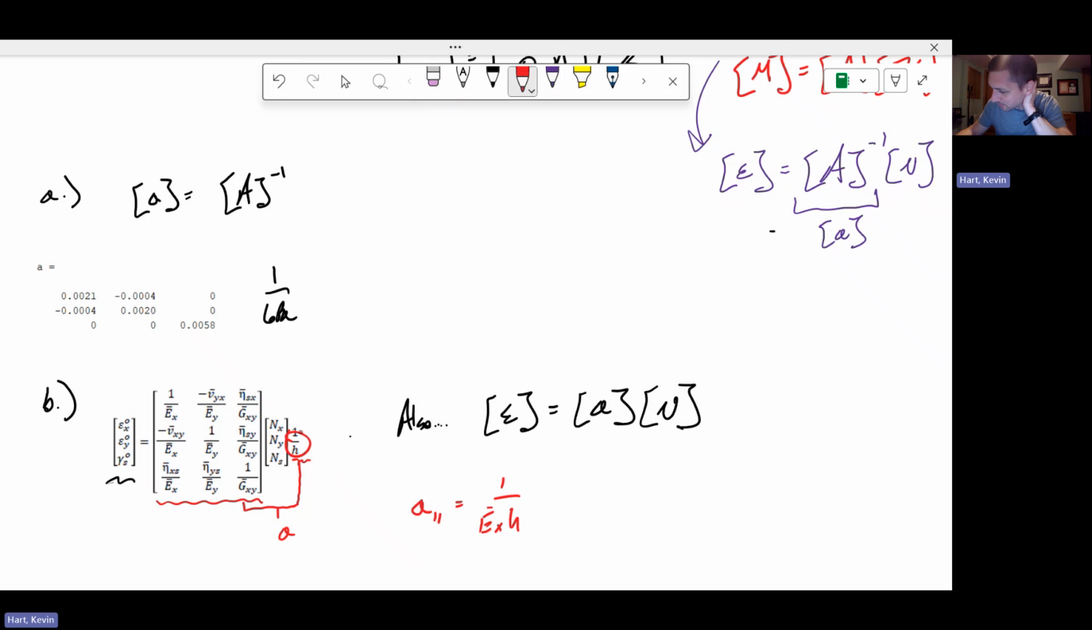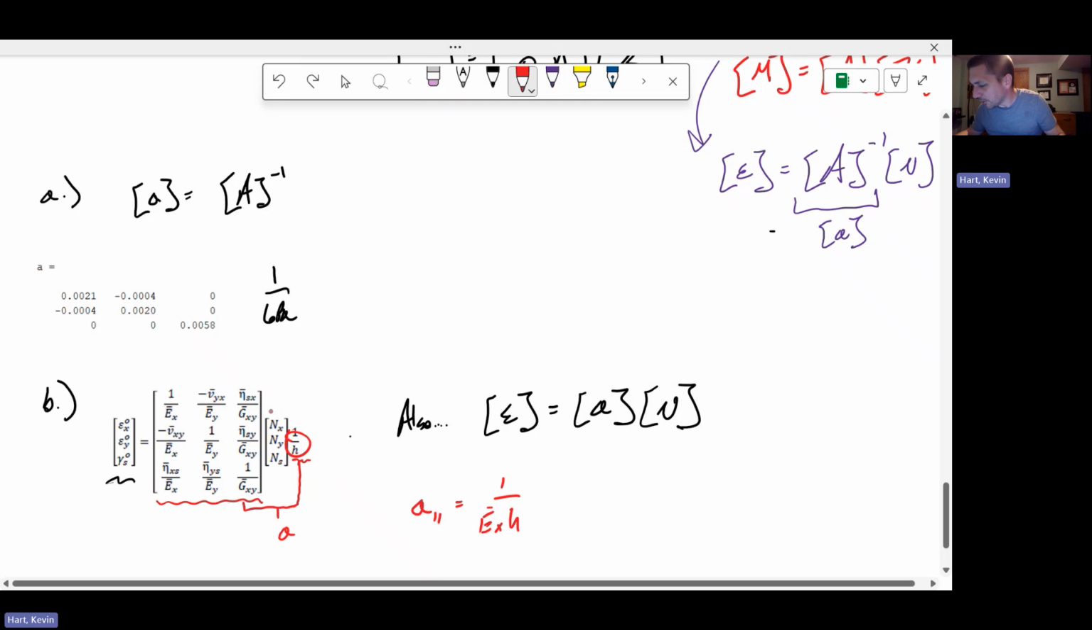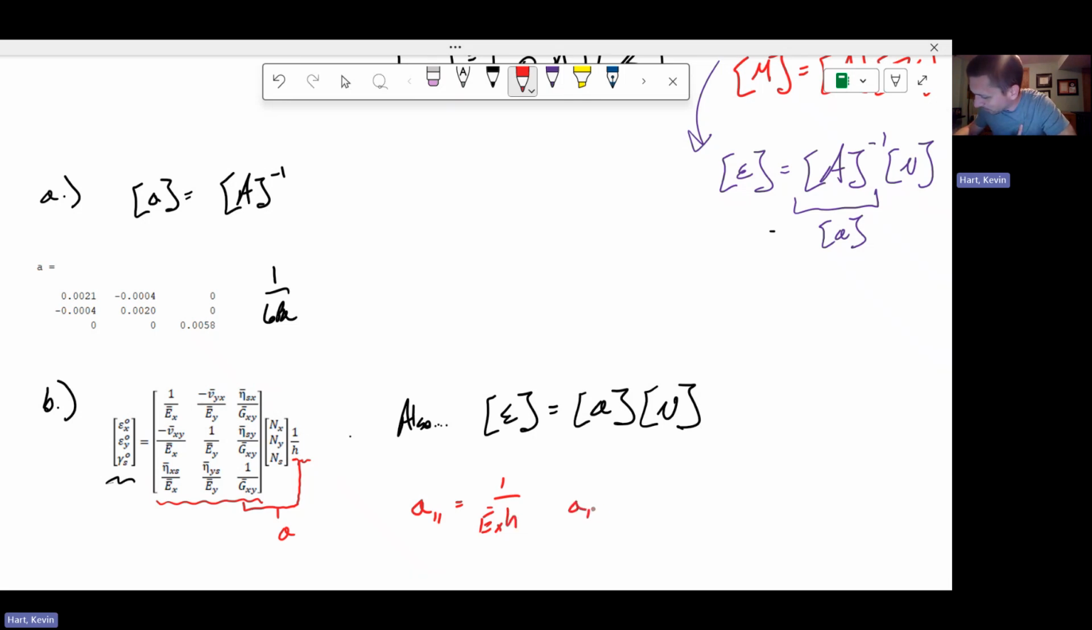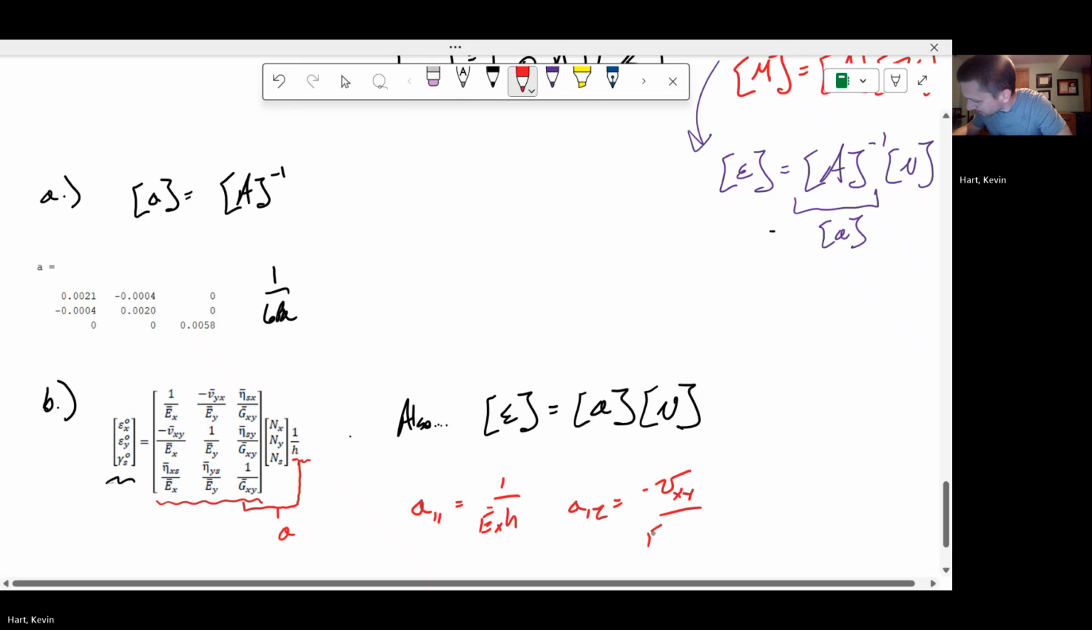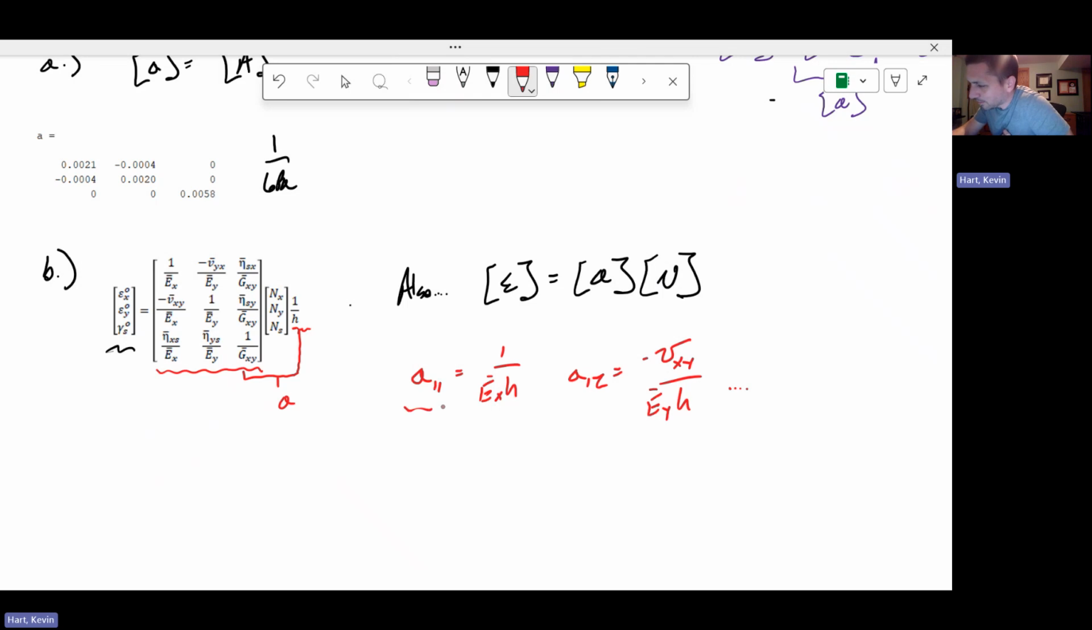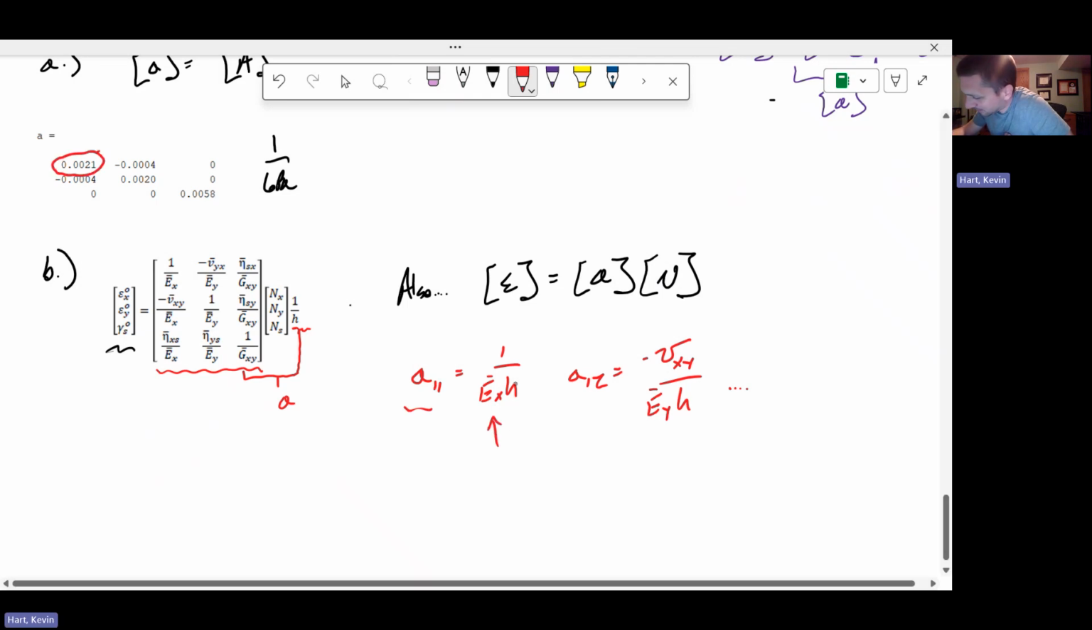Don't forget about this H. This H is coming into all of these portions, and you can parse this out fully for all of the individual entries. Like A12 is just this guy times 1 over H, and so on. So you know A11, it's right up here, so you can get E bar X because you know H.